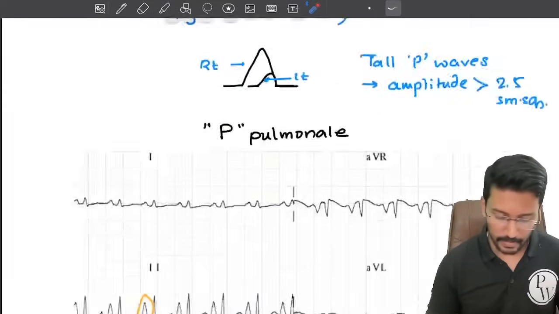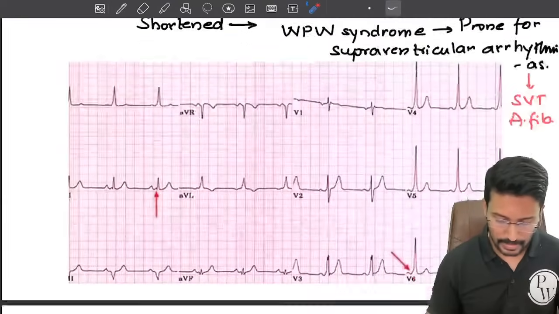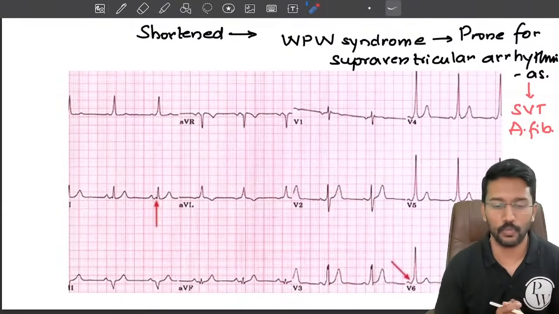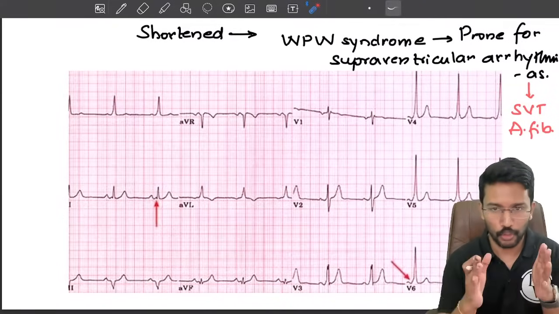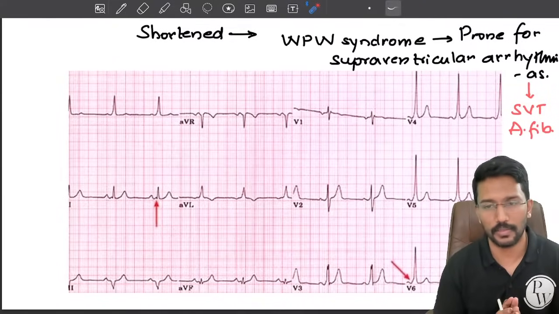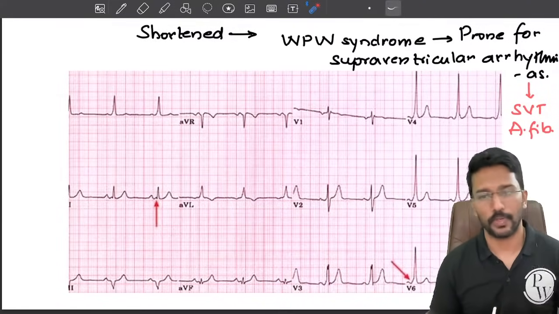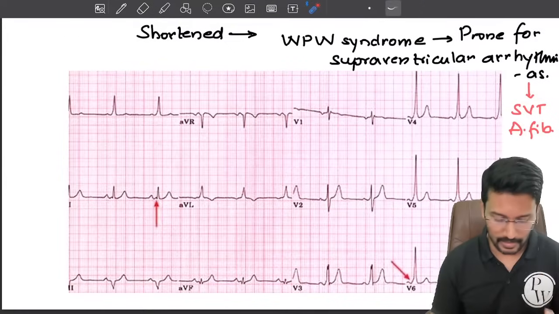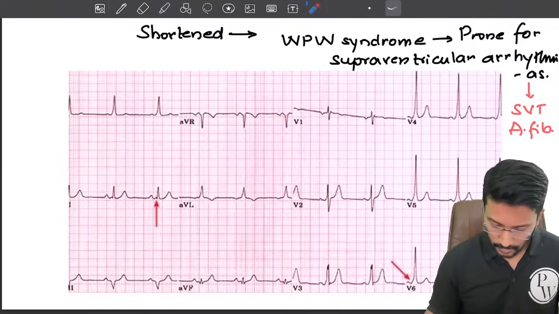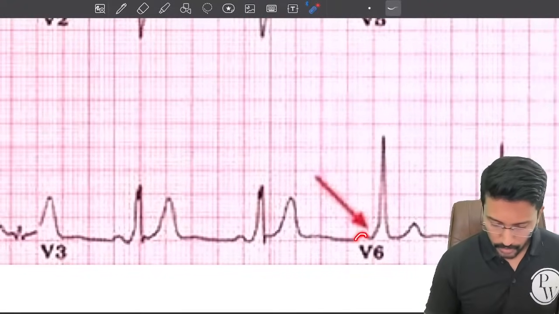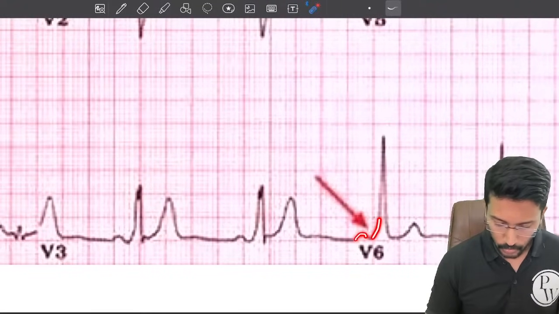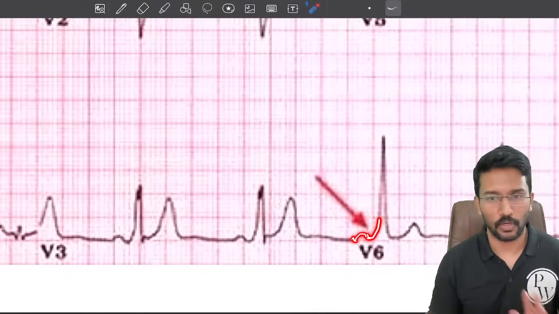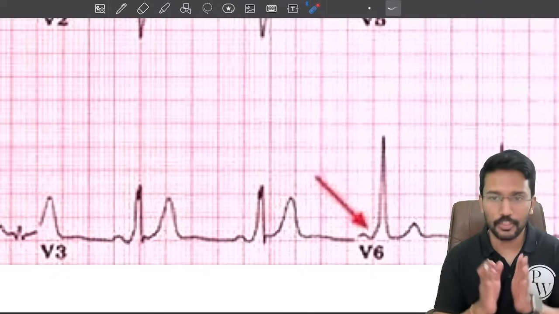Now, how to identify WPW syndrome on the ECG? That's the question, right? There are three findings that will help you to identify. Number one, short PR interval. Normal PR interval is 3 to 5 small squares, 120 to 200 milliseconds. But in WPW syndrome, it will be less than 3 small squares. That's the first finding. Like you can notice here, this is the P wave and this is the beginning of the QRS complex. The interval is only 1-2 small squares, not more than that. So that means it is short.